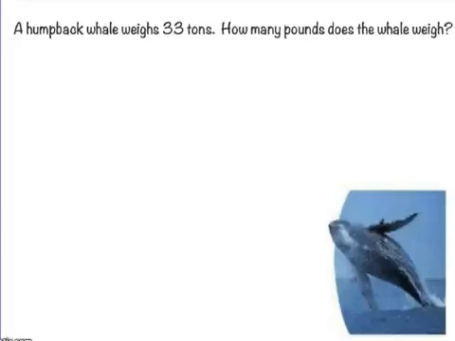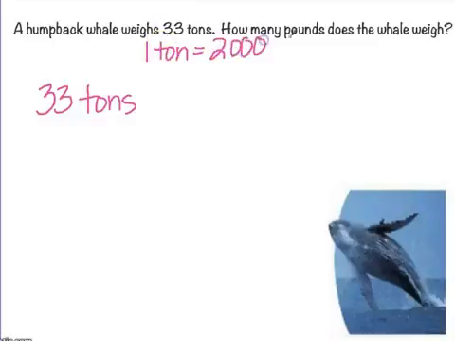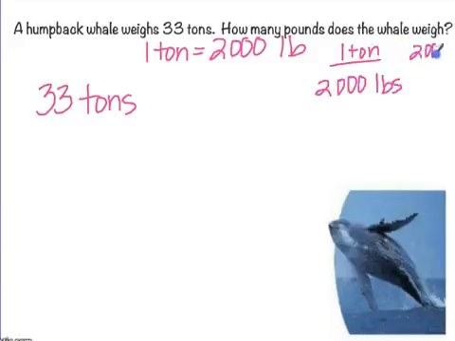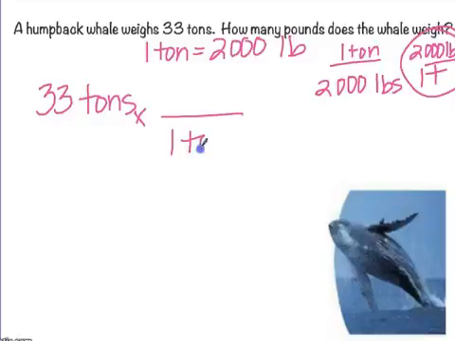Okay, let's look at that for another problem. A humpback whale weighs 33 tons. How many pounds does the whale weigh? So the fact that I know is that 1 ton is equal to 2,000 pounds. So we need to think about, are we going to do 1 ton over 2,000 pounds? Or are we going to do 2,000 pounds over 1 ton? The correct answer is that we want to use the second one because, again, we want the matching units to kind of be opposite from each other.